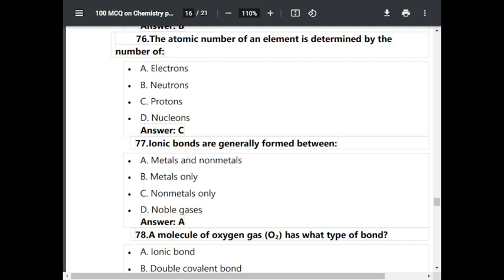Question number 77. Ionic bonds are generally formed between option A metals and non-metals, option B metals only, option C non-metals only, option D noble gas only. The correct answer is A, metals and non-metals. Ionic bonds are generally formed between metals and non-metals. Option A is the correct answer.